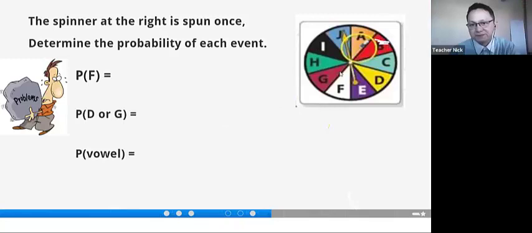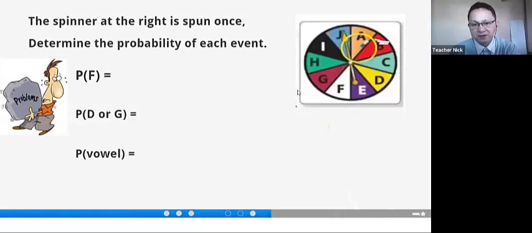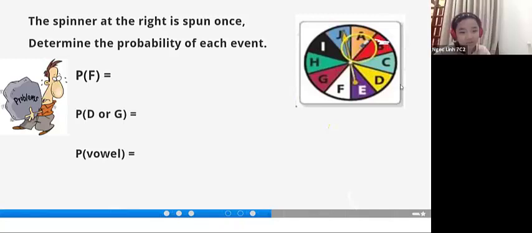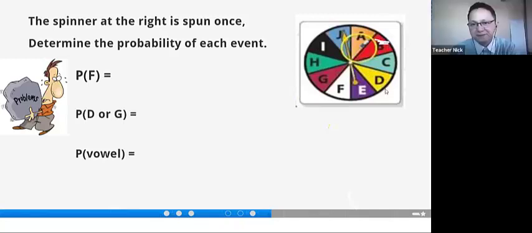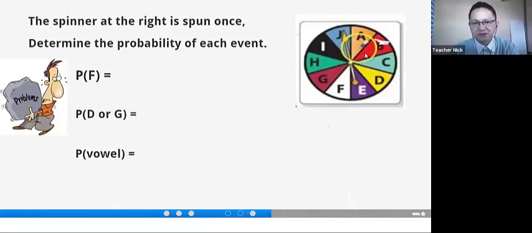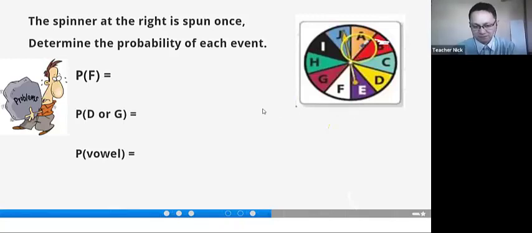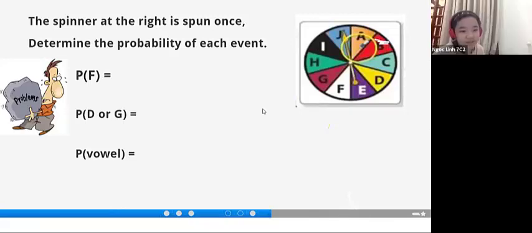D or G? 1 out of 5. Why did you say 1 out of 5? How many D? 1. How many G? 1. So how many total? 2. How many total outcomes here? 10. So 2 out of 10, or 1 out of 5. In decimal? 0.2. In percentage? 20%.